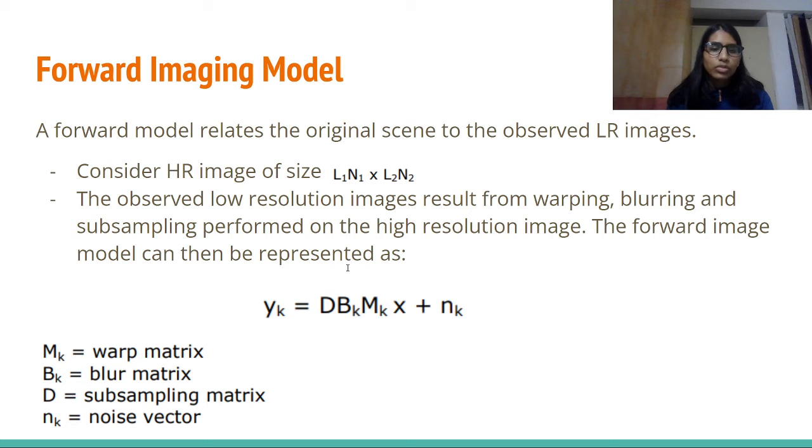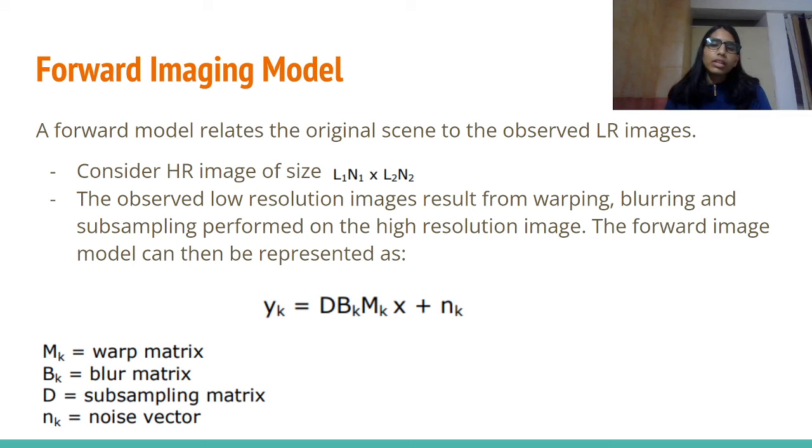So, one of the most vital aspects in super resolution is a good formulation of a model for the imaging and motion process. A forward model relates the original scene to the observed low resolution image. Now consider a high resolution image of size L1N1 cross L2N2. Here L1 and L2 are just the downsampling factors. So our low resolution images have the size N1 cross N2. The observed low resolution images result from warping, blurring and subsampling performed on the high resolution image.